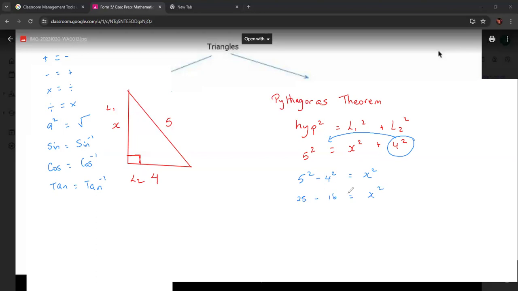If it's paper 2, you guys can use a calculator. If it's multiple choice, no calculators, right? So 25 minus 16, that's 9. So x squared is equal to 9. But remember, we want the length, which is x. So I'm going to carry across the square, and the opposite of square will be the square root. So we'll have the square root of 9, which is 3. x is 3. So this will be 3.